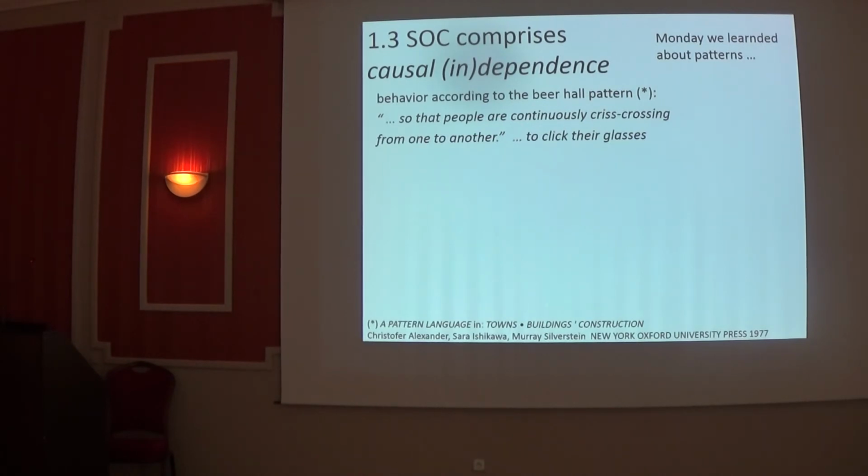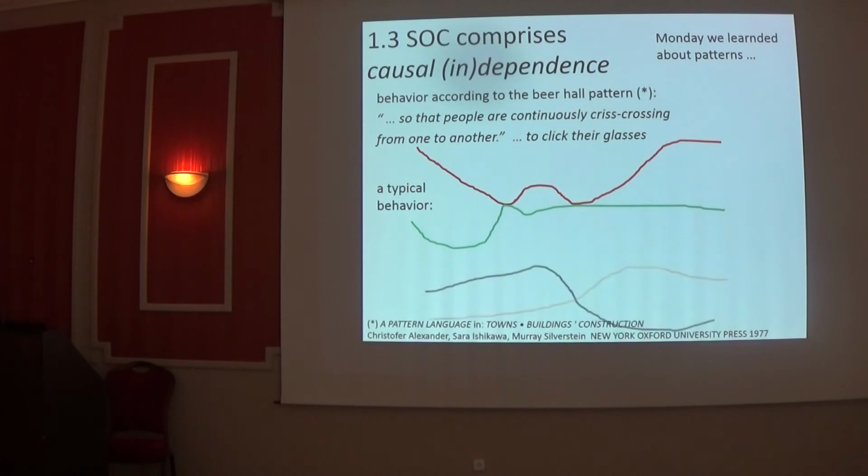How do we do that? Well, this would be a typical behavior. There's a red person and a green person. So the red person goes around and meets the green person and they click their glasses, and then they go around to some other places and then they meet a second time and then they continue the cycle. And assume there are also a brown and a black person and they also sometimes meet and click their glasses. And there may be even more, the blue person.